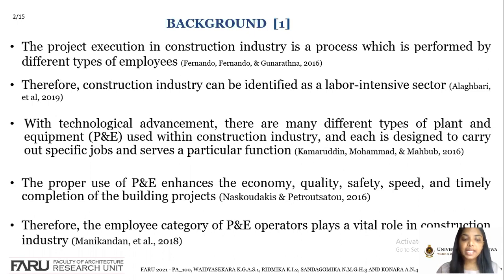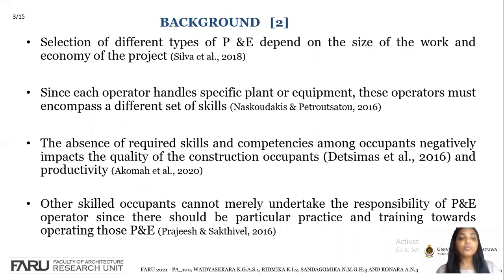Accordingly, there are many different types of plant and equipment that are operating within the construction industry to carry out specific jobs and serve a particular function. These plant and equipment support maximizing the economy, quality, safety, speed, and timely completion of building projects. Therefore, the employee category of plant and equipment operators plays a very vital role in the construction industry.